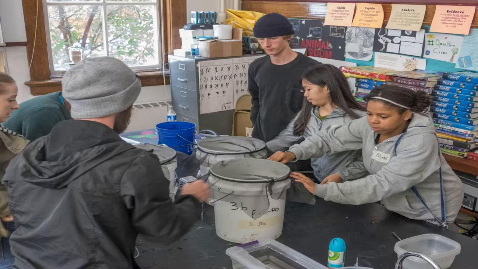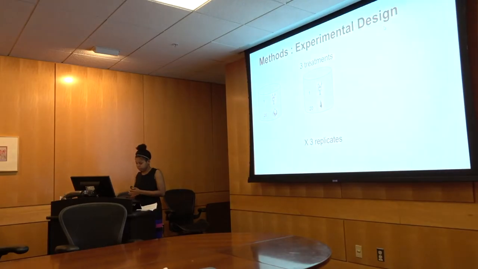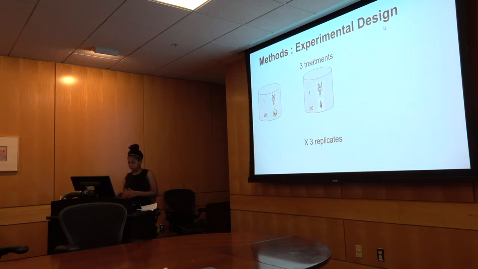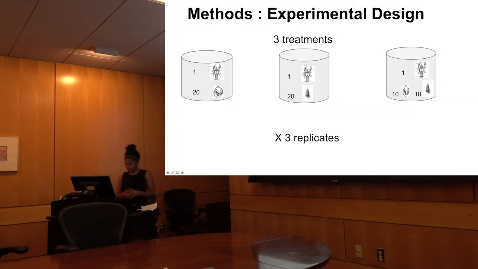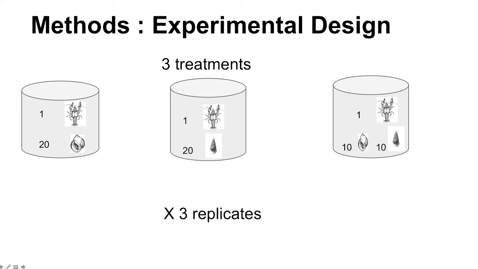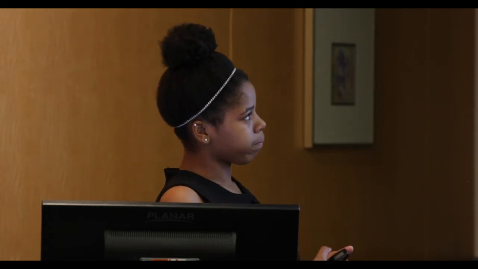So on the day of our experiment, the undergraduate class at VCU came to help us perform it. For our procedures on the first day, there were three groups, each with a bucket that had one crayfish and 20 Physa snails, one crayfish and 20 Pleuroceridae snails, and one crayfish, 10 Physa, and 10 Pleuroceridae snails. Each bucket had water from the river and fake plants to create an artificial environment for the snails. And we had three replicates of each treatment.